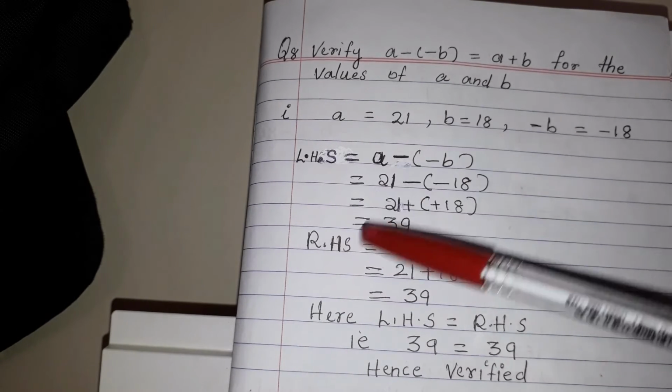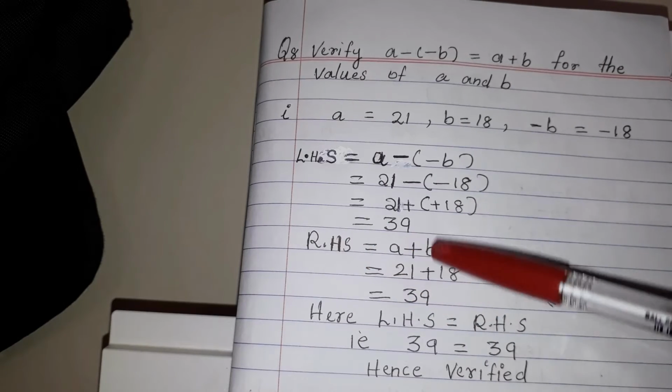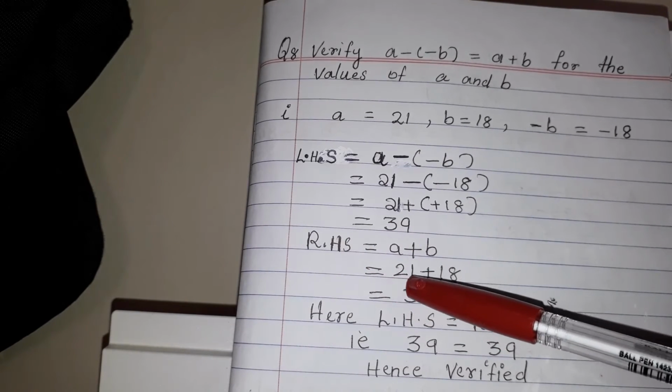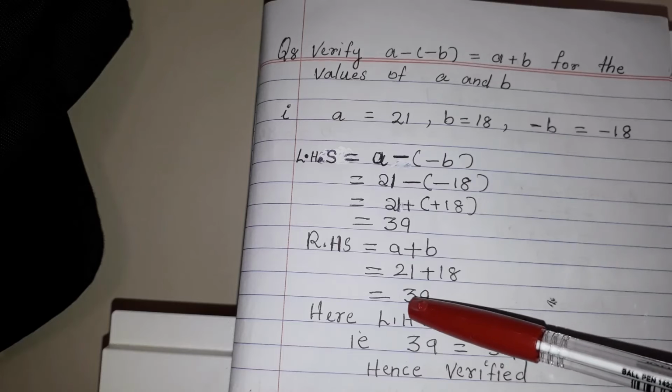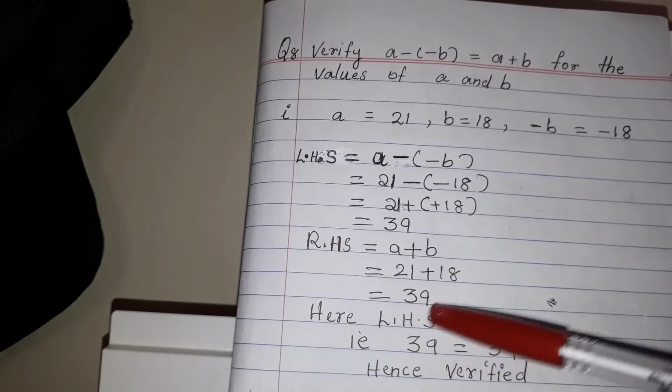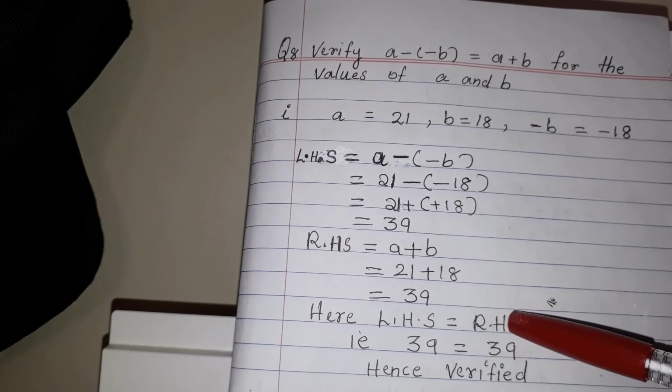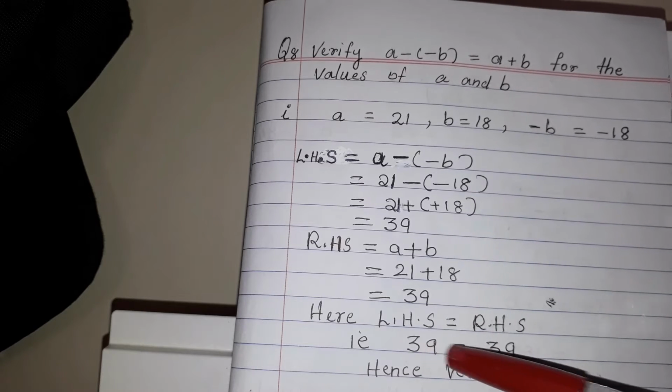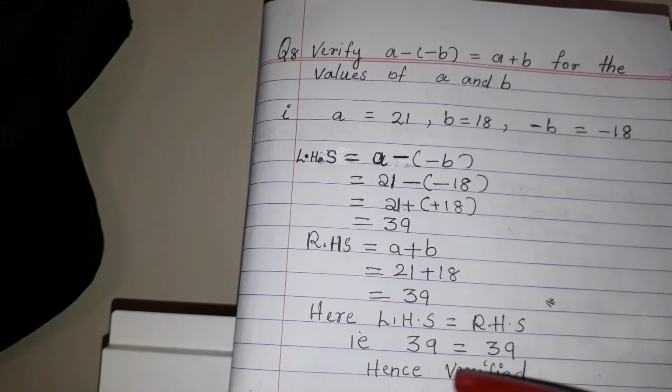Then we have to check RHS, that is A plus B. A plus B is equal to 21 plus 18, which is equal to 39. Here LHS is equal to RHS, that is 39 is equal to 39. Hence verified, isn't it?